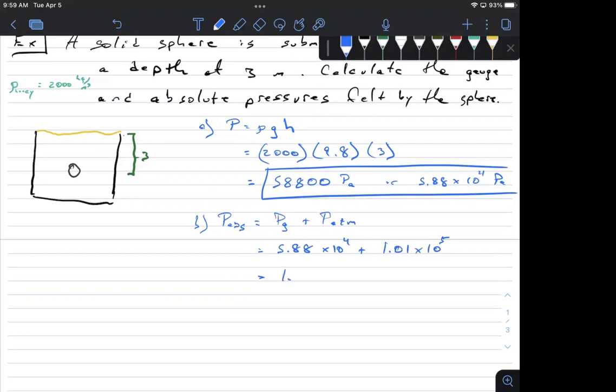We get 1.598, let's say, times 10 to the 5th pascals. So obviously more than atmospheric because it's already got atmospheric, then it also goes underneath the honey. So it's going to feel more pressure than it was before. And thus we have about 1.6 times 10 to the 5th pascals, let's say.